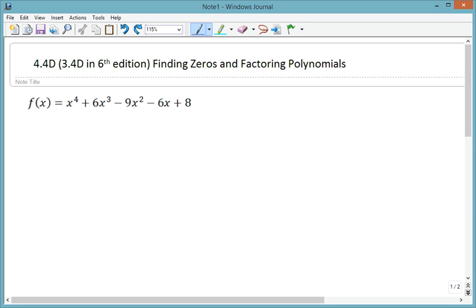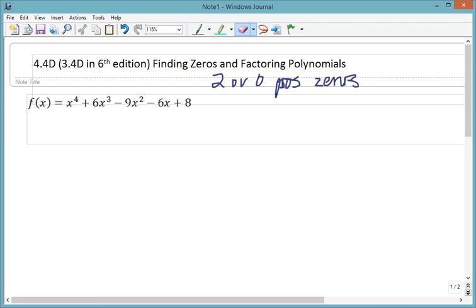You notice that there's a change right here and a change right here. So it starts positive, positive, negative. So there's one change, negative, positive. So there's two changes. Okay, so there are 2 or 0 positive zeros.